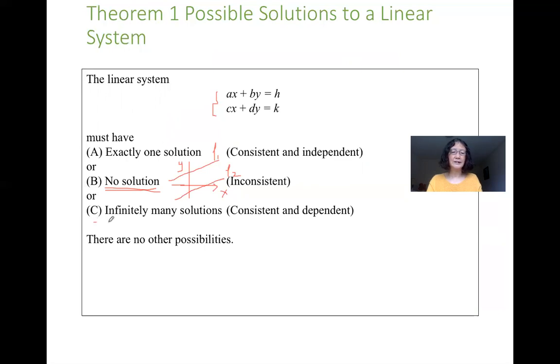The other possibility is infinitely many solutions. Under what condition do you have infinitely many solutions? If you have 2 straight lines, one line is here, and another line overlaps with this one. They are repeated, L1 overlaps with L2. In this situation, you have infinitely many solutions.